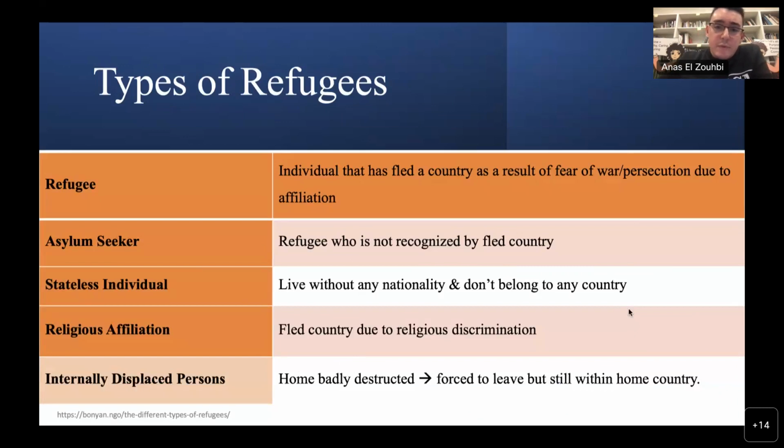So as we said, a refugee is an individual that has fled because of war or persecution. However, there are other terms that may fall under refugees. Asylum seekers are refugees who are not recognized by the fled country. Stateless individuals are individuals who are currently without any nationality and they do not belong to any country.